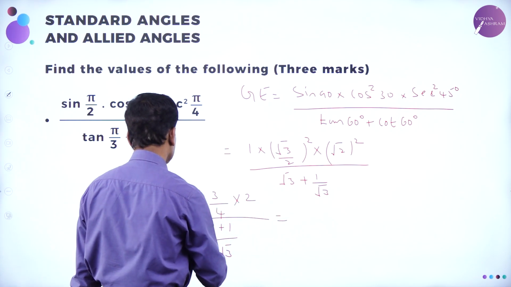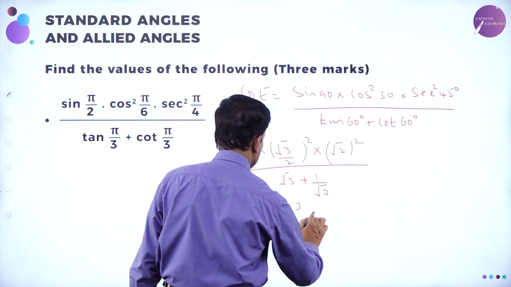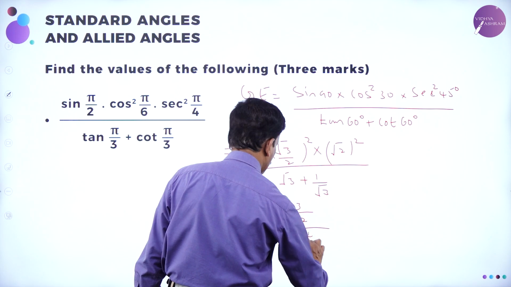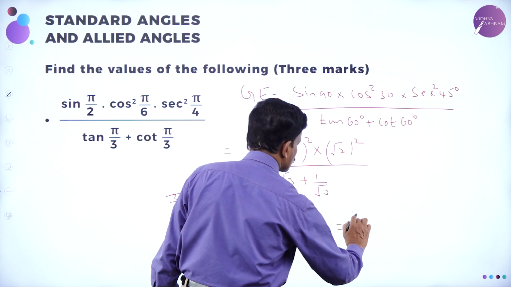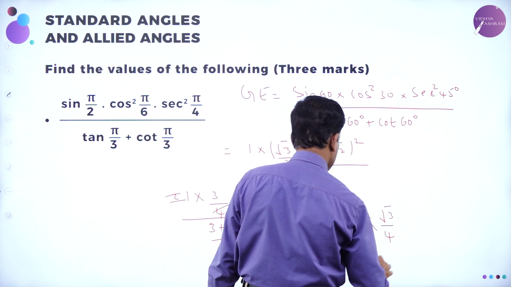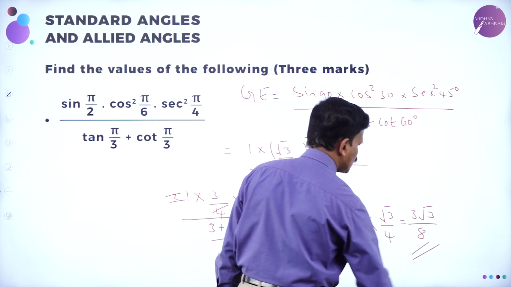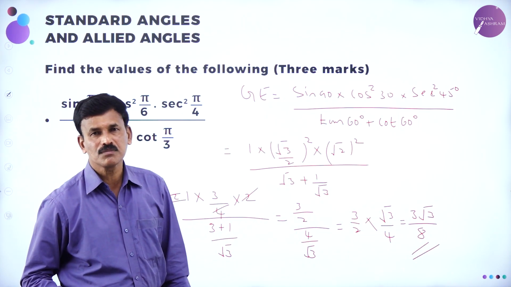That's equal to, the 2s get cancelled, 3 by 2 divided by 4 by root 3. So this is 3 by 2 into root 3 by 4. This is nothing but 3 root 3 divided by 8. That's it. 3 root 3 by 8 is the simplified answer.